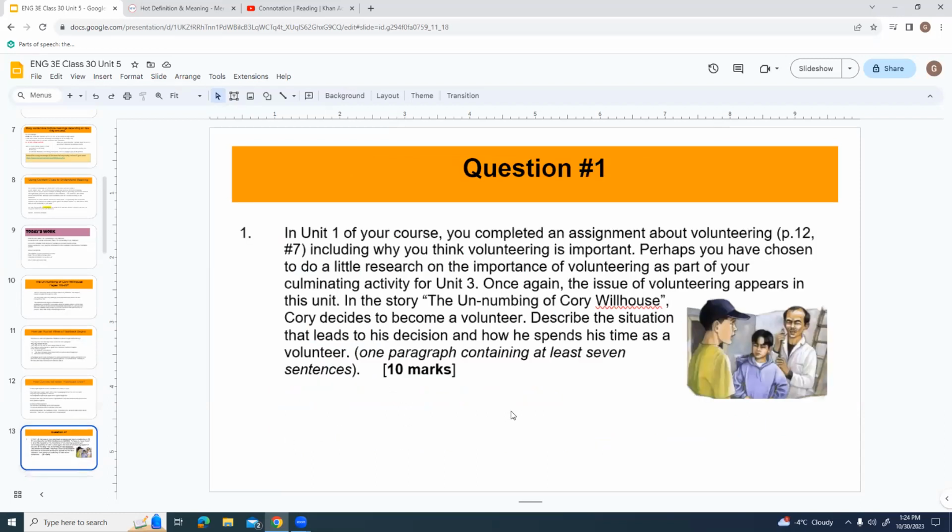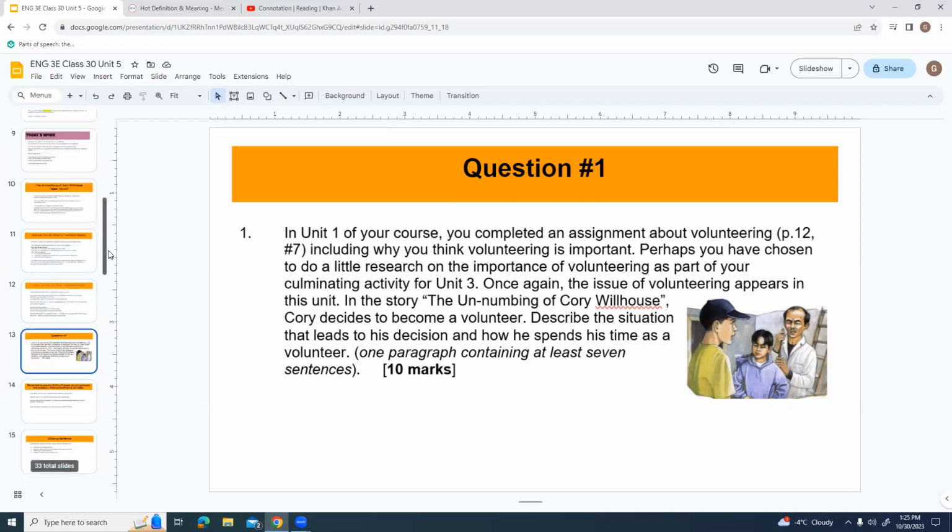All right, here are the questions for this. In Unit 1 of the course, you completed an assignment about volunteering, including why you think volunteering is important. Perhaps you've chosen to do a little research on the importance of volunteering as part of your culminating activity for Unit 3. Once again, the issue of volunteering appears in this unit. In the story, The Unnumbing of Corey Willhouse, Corey decides to become a volunteer. Describe the situation that leads to his decision and how he spends his time as a volunteer. This needs to be one paragraph containing at least 7 sentences for 10 marks. Hang on.